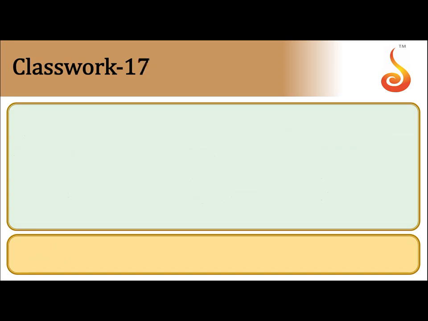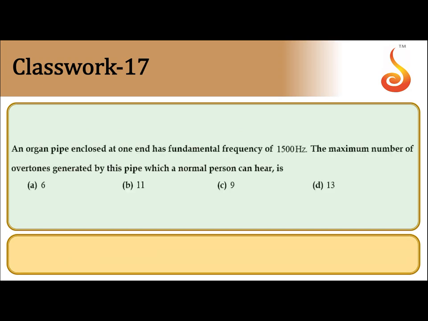Example 17. An organ pipe closed at one end has fundamental frequency of 1500 Hz. The maximum number of overtones generated by this pipe which a normal person can hear is. So he is telling you maximum frequency must be 20,000 Hz. That's the audibility limit. And fundamental frequency is 1500 Hz.